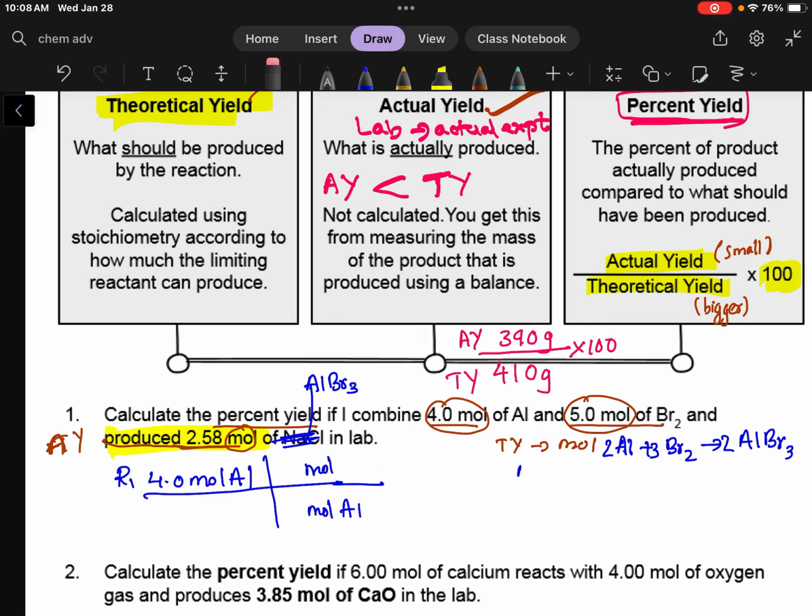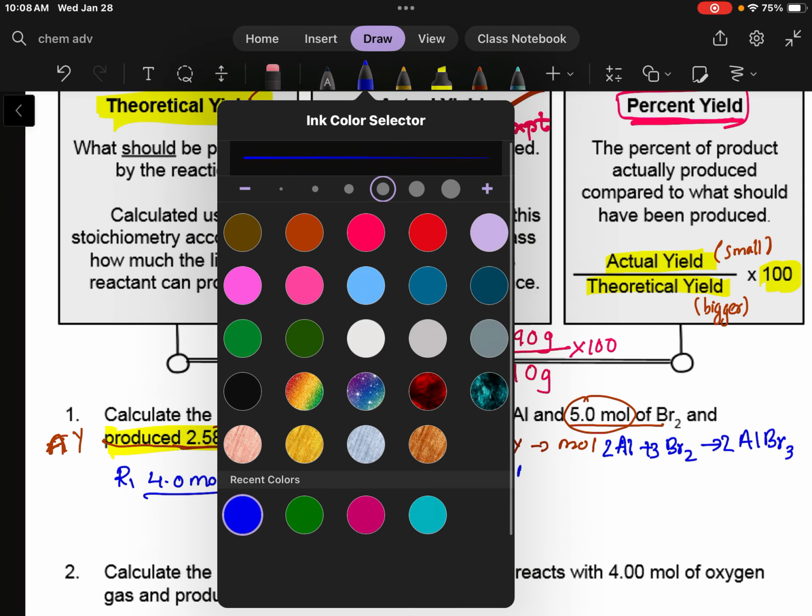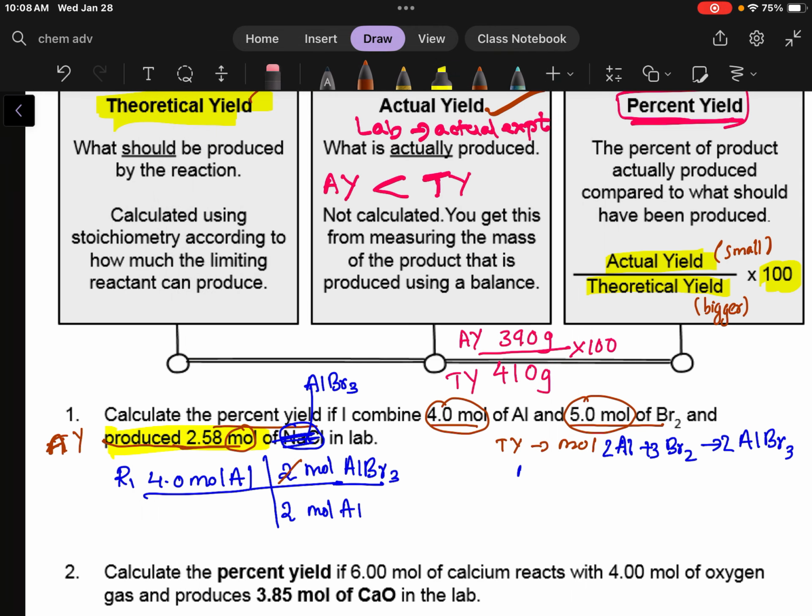Okay, we need to erase this. We are looking for what? Moles of aluminum bromide. Everyone just make the change in your question. That is a mistake there. So 2 mole of aluminum will produce 2 mole of aluminum bromide. So the calculation is easy. The 2 and 2 we can cancel. Moles of aluminum will cancel.